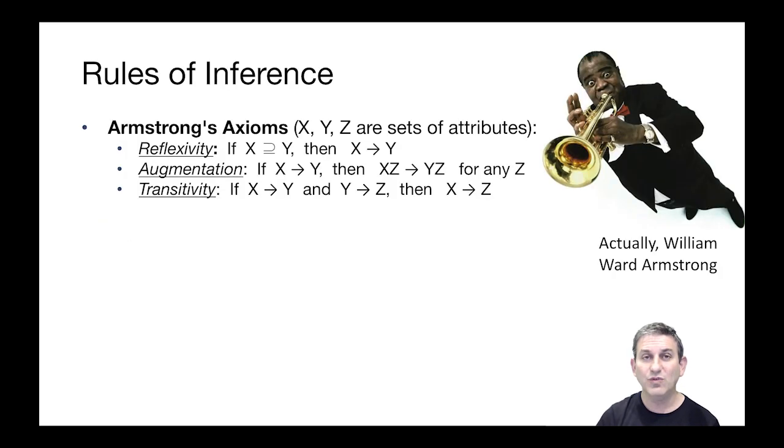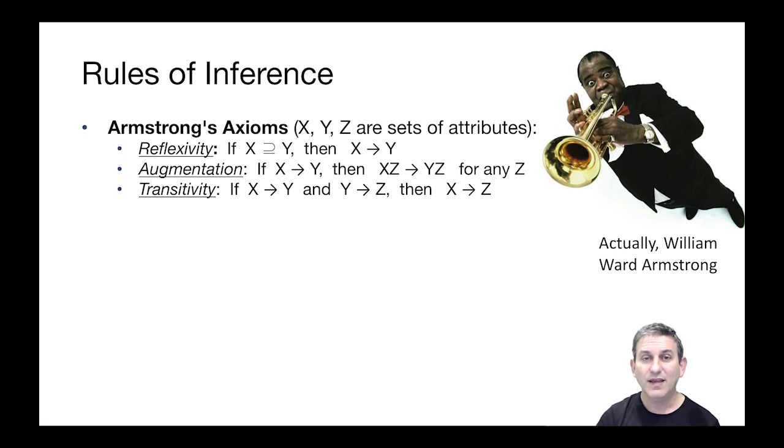Well, we're going to have some rules of inference. They're called Armstrong's axioms. They're not actually named after Louis Armstrong, the pioneering jazz trumpet player. They're named after William Ward Armstrong, a computer scientist. And there's only 3 of them, so they're easy to remember. If we're given 3 sets of attributes, X, Y, and Z, the first of Armstrong's axioms is reflexivity. If X is a superset of Y, then X determines Y. And that seems fairly straightforward. We've seen examples of that in our previous slides.